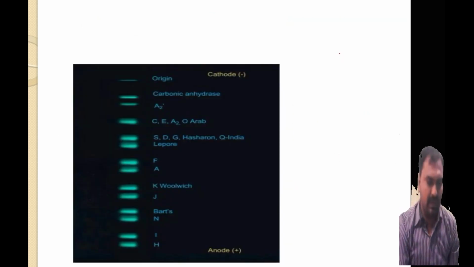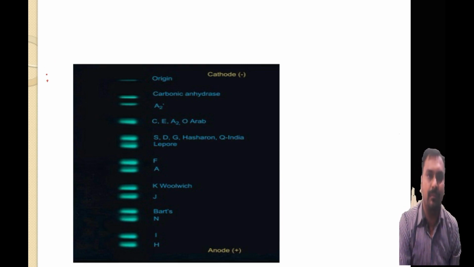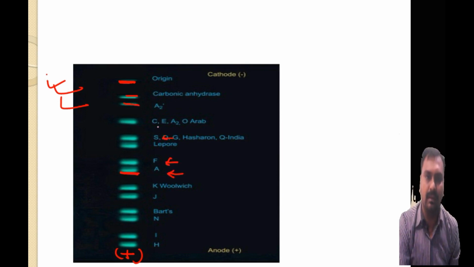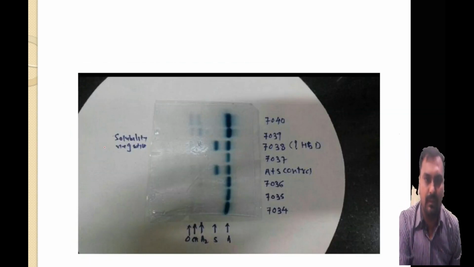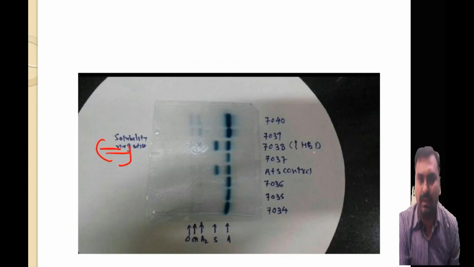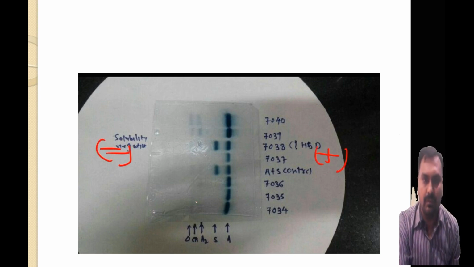Now we can confirm sickle trait or disease with the help of electrophoresis. So suppose this is the cathode side where we place the sample, and this is the positive side. So carbonic anhydrase, then HbA2; highest mobility in a normal person is HbA, then fetal, then sickle, and HbC. So I will show some pictures. So this is suppose the negative side, origin of application. This is the positive side.